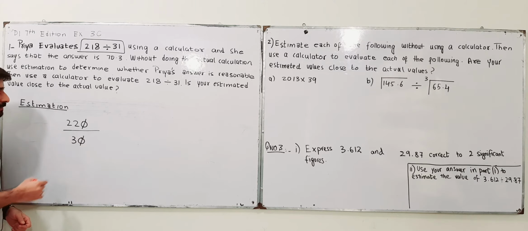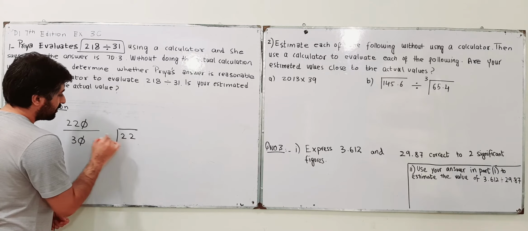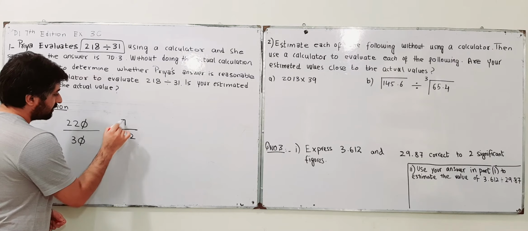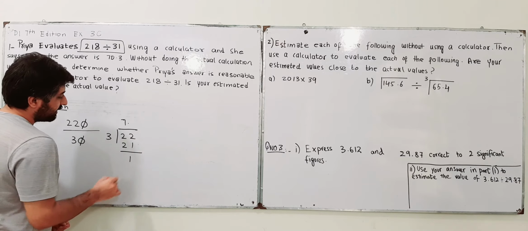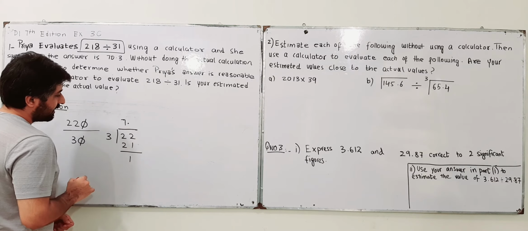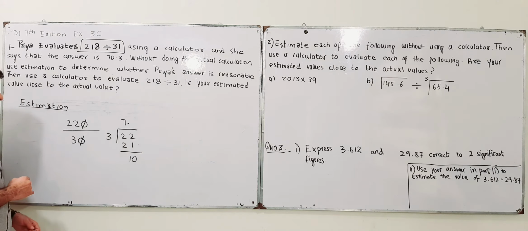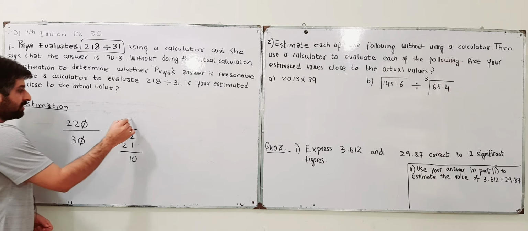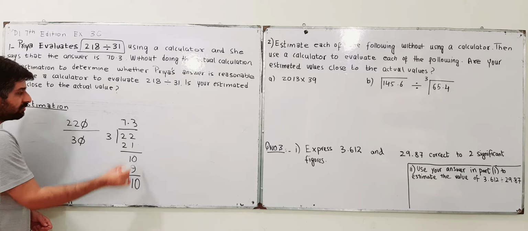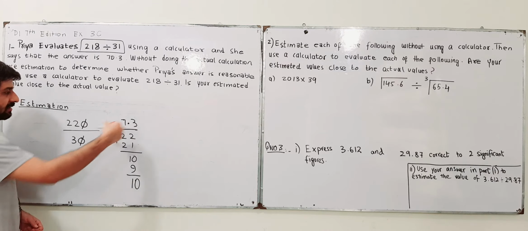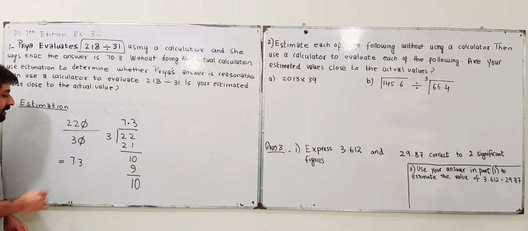0 goes with 0, 22 divided by 3. 7 times 3 is 21, the remainder is 1, insert a decimal and then insert a 0. Now 3 times 9, again the remainder is 1, insert a 0 because you have inserted a decimal, and the process will go on. So the answer by estimation is 7.3.